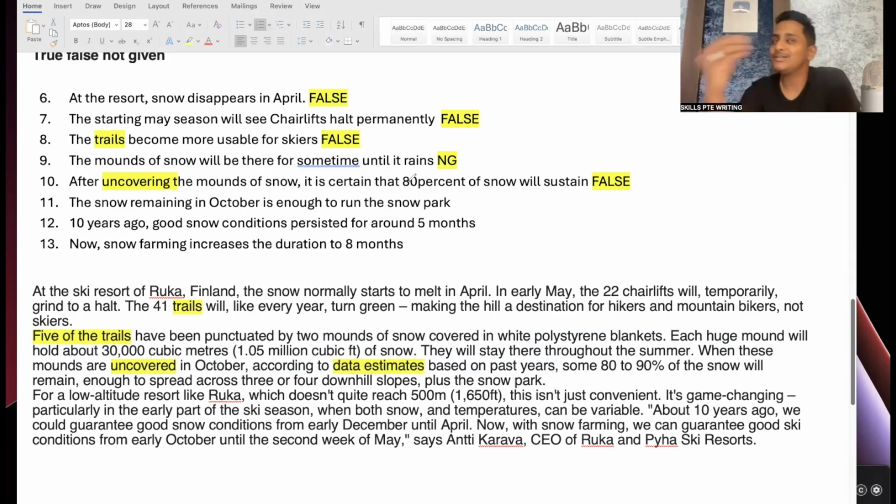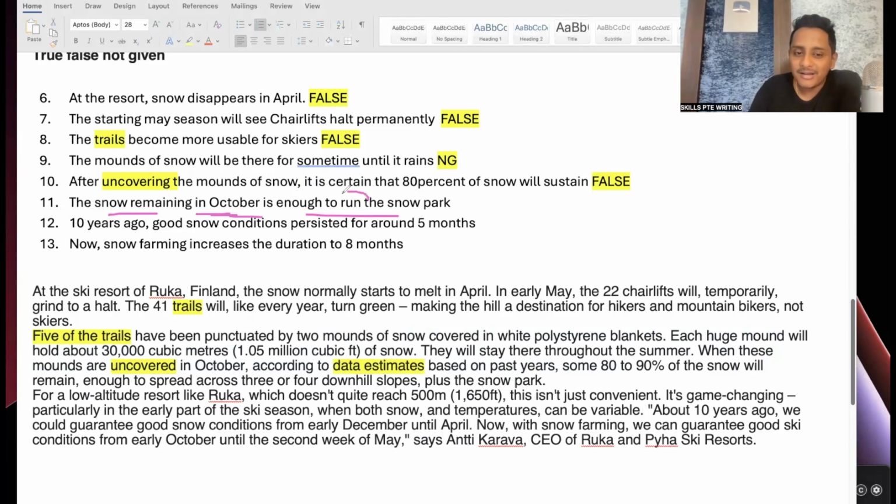Should I select this or that answer? The snow remaining in October is enough to run the snow park. What is the answer? Ritika says not given. Okay. How about others? Shubham says not given. Kavita says, see, there is sometimes an assumption, there's sometimes certainty. Sometimes you can assume, sometimes you cannot. Few stuff will be very clearly given. Then your assumption is true. You can think, okay, this time I can actually assume. Sometimes you cannot assume at all.